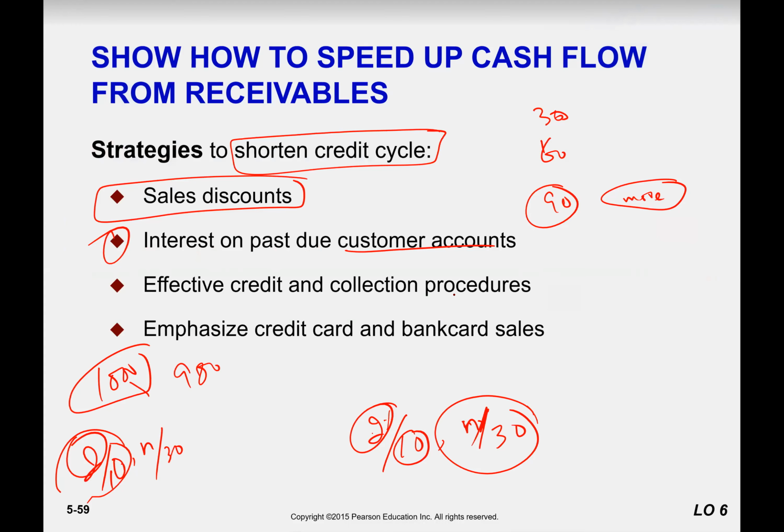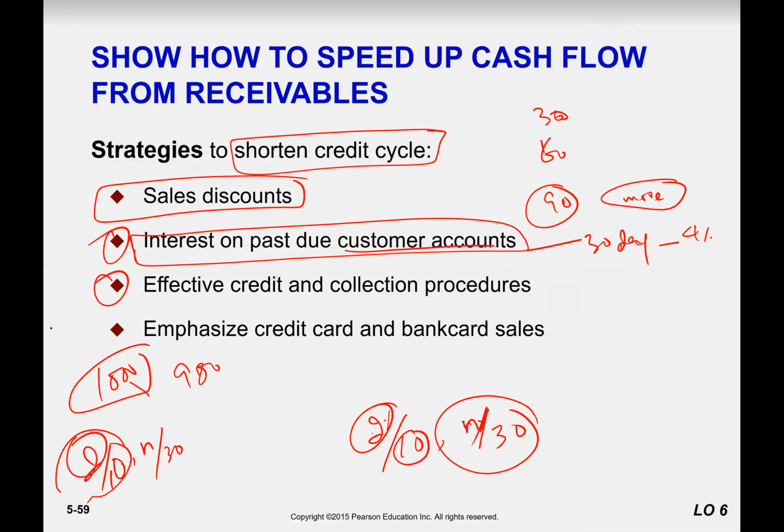Effective credit and collection procedures emphasize credit card and bank payment. So remind customers that if you pay us more than 30 days late, we will charge, for example, 4% interest on overdue payments. This also discourages customers from paying you late.